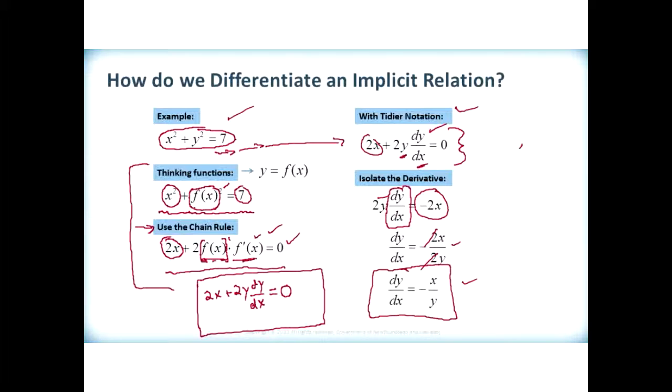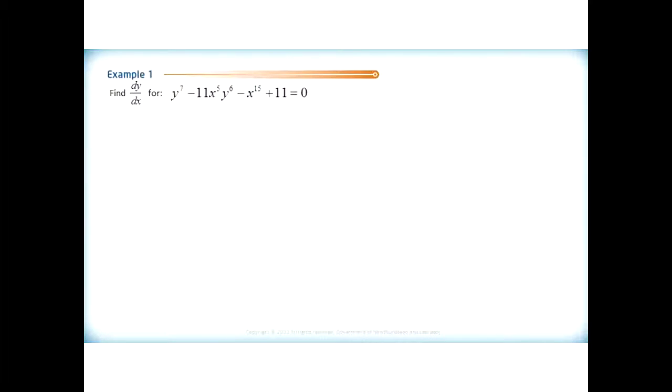Now, let's do some more complicated examples. And the one thing to keep in mind, whenever we're doing implicit differentiation, is always remember y is a function of x, so that's why we need to use the chain rule with it. Okay, so let's move along. Okay, so it says find dy by dx for, whoa, what a monster of a function this looks like.